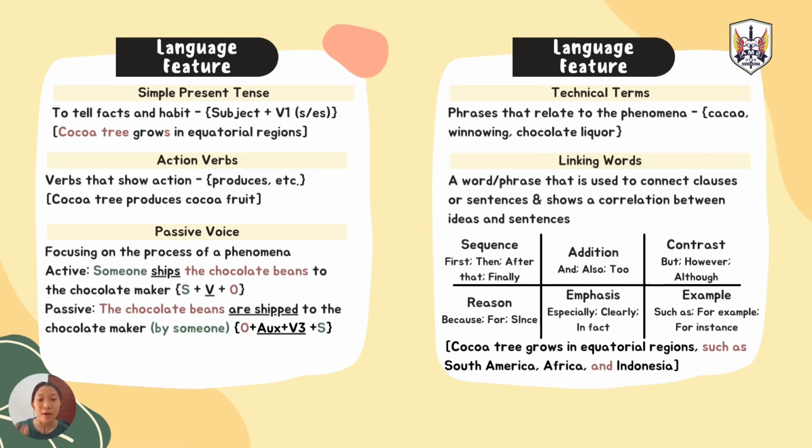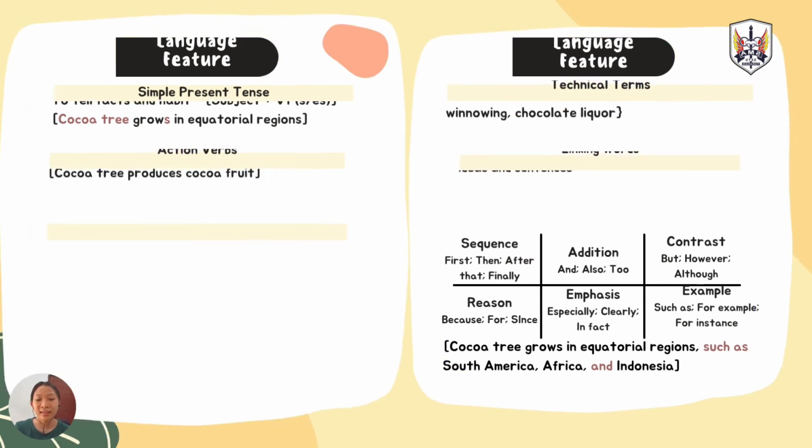There's contrast, like but, however, although. There's reason, like because, for, since. There's emphasis, like especially, clearly, in fact. And there's example, like such as, for example, and for instance. For example, we can use linking words in a sentence like this. Cocoa tree grows in equatorial regions, such as South America, Africa, and Indonesia. Here we can use 2 linking words in one sentence. It's okay.